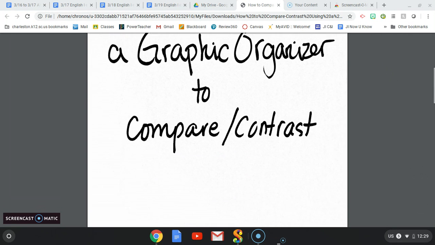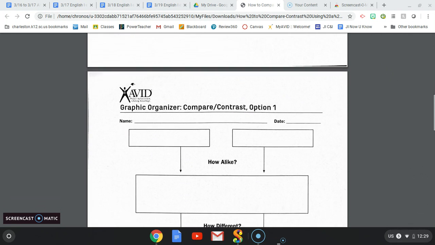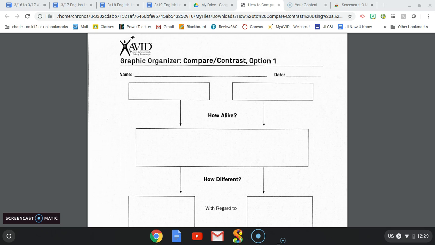For today's activity, you'll be using the following graphic organizer. Go ahead and write your name and date at the top in this space, as well as the names of your Gen Z and Gen X interviewees in the top two boxes.